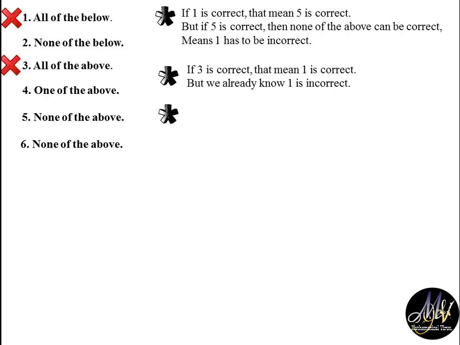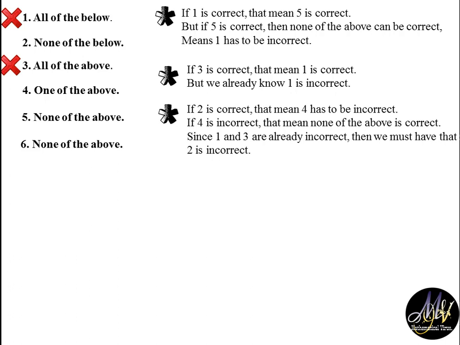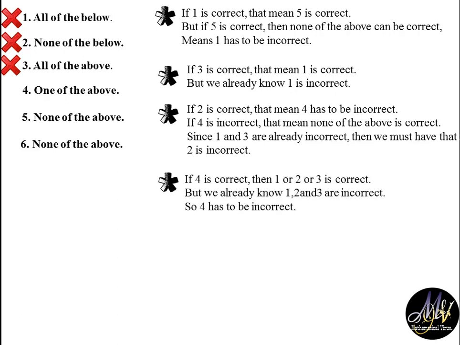Now consider statement 2. If 2 is correct, that means 4 has to be incorrect. If 4 is incorrect, that means none of the above is correct. Since 1 and 3 are already incorrect, then we must have that 2 is incorrect. Let's take statement 4. If 4 is correct, then 1 or 2 or 3 is correct. But we already know 1, 2 and 3 are incorrect. So 4 has to be incorrect.